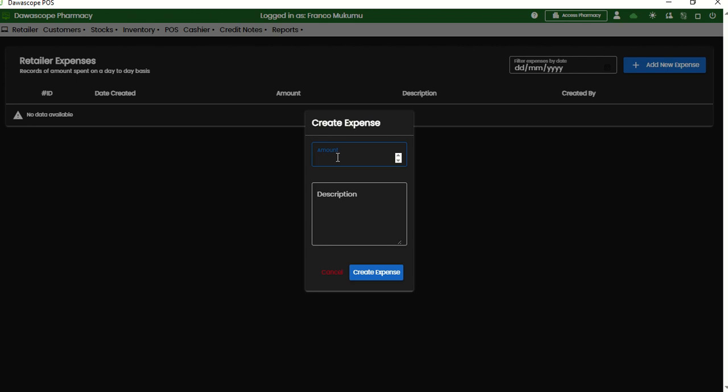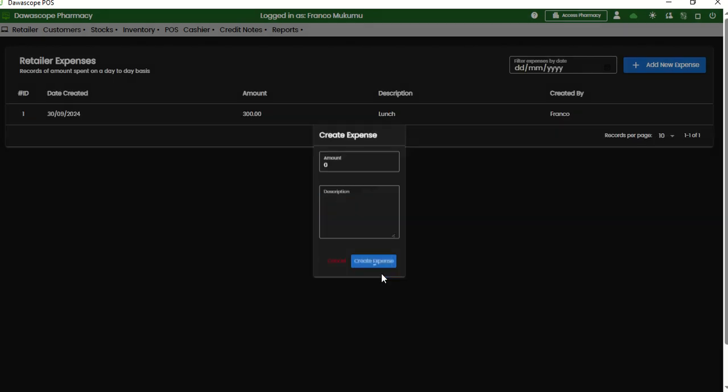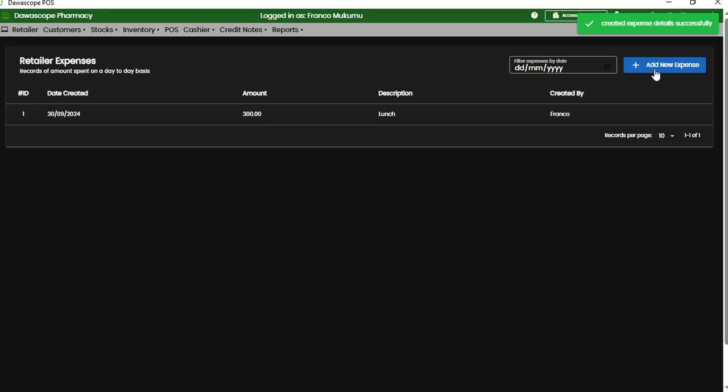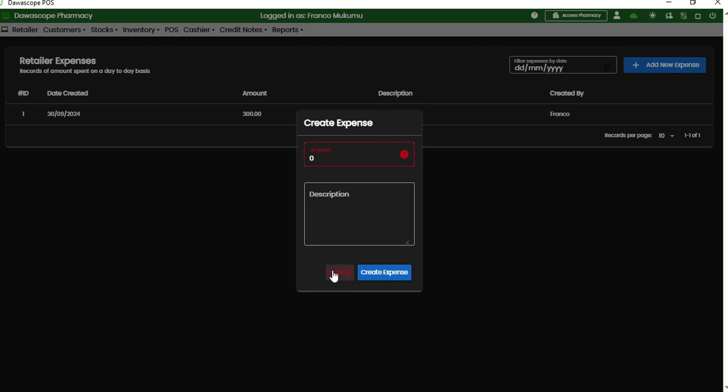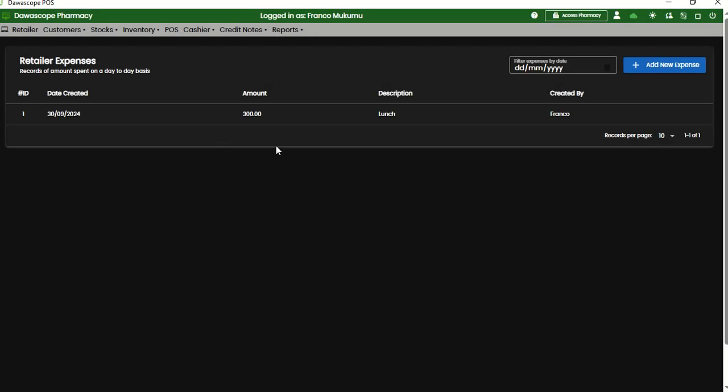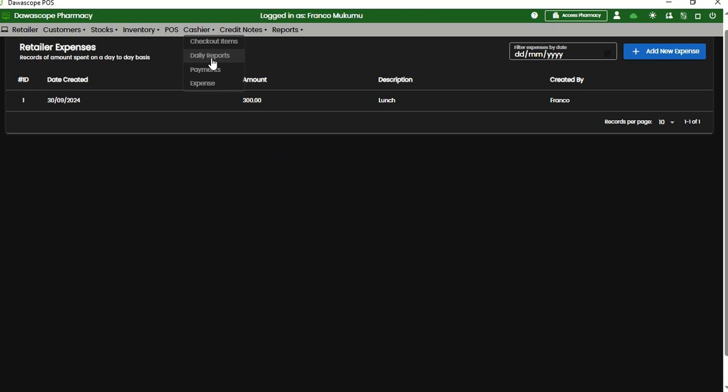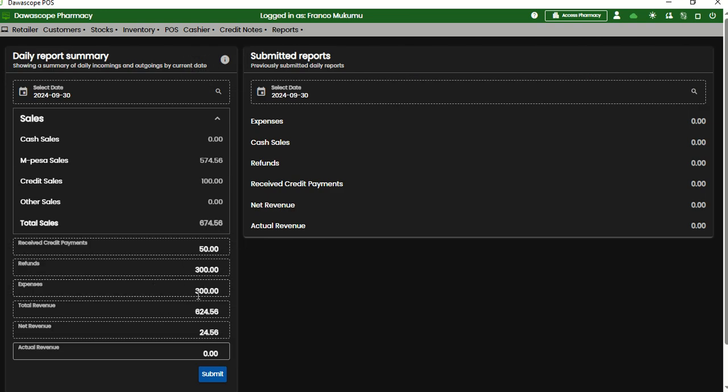So, for instance, let's say you buy lunch for your staff. Let's say it's Kenya shillings 300, and this is lunch. You record that. If you have any expense, you record it, and that expense is deducted from the daily sales.